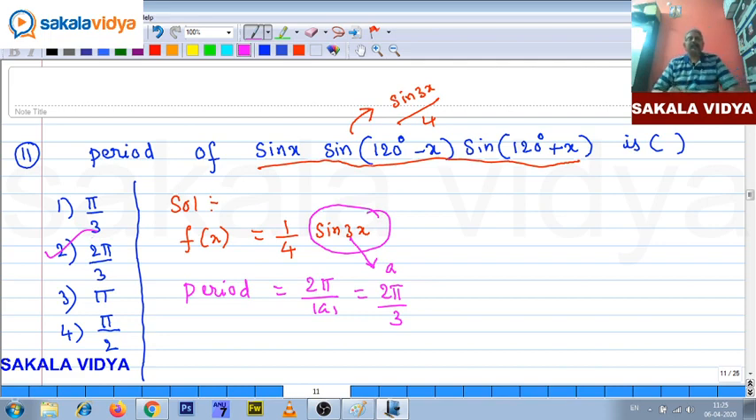Okay. See, sin x into sin 120 minus x into sin 120 plus x, by the formula, is sin 3x by 4. That means we need to find the period of sin 3x. The period of sin ax is 2 pi by mod a. The period of sin 3x is 2 pi by 3.